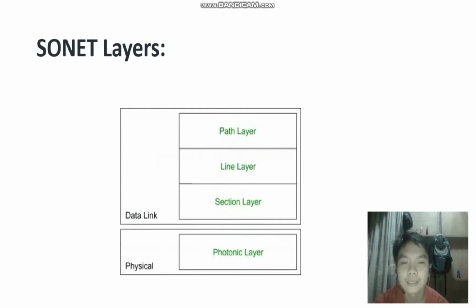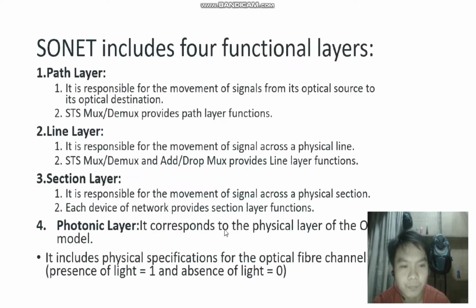So SONET layers. You can see here the data link and the physical. From the data link, you can see here the layers: the path layer, the line layer, and the section layer. Then under the physical is the photonic layer. So SONET includes 4 functional layers. These are the 4 functional layers of SONET. Number 1 is the path layer. Number 2 is the line layer. Number 3 is the section layer. And number 4 is the photonic layer.